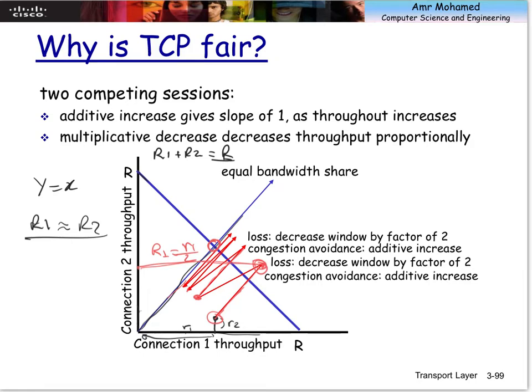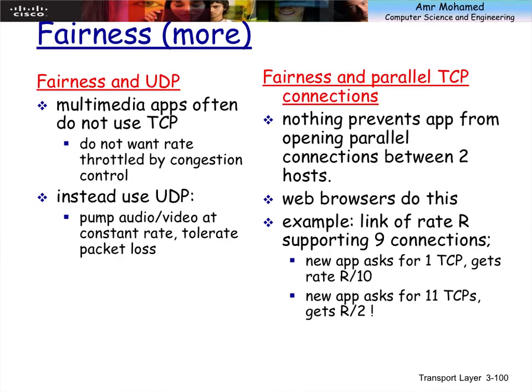Very important now. Here, TCP achieves fairness. We agree, right? Per what? Per connection. So TCP achieves fairness per connection. Okay? Why is this sentence, per connection, important? Because this is important, actually. So again, TCP achieves fairness per connection.